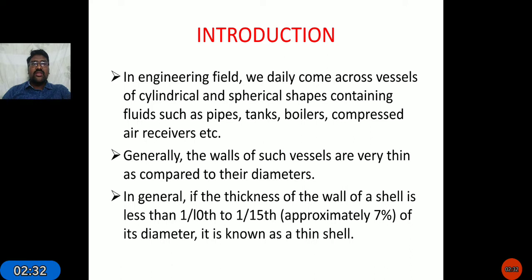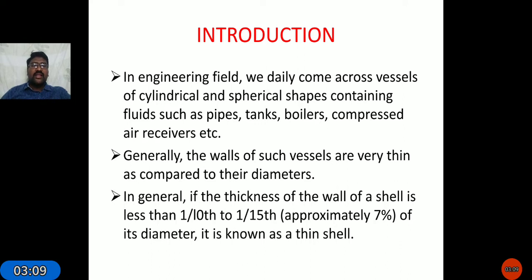Generally, the walls of such vessels are very thin compared to their diameters. So a large amount of stress will be developed on these pressure vessels. We have to calculate the thickness based on the amount of stress developed in the material, and decide which type of material is suitable and which thickness of the boiler or pressure vessel is needed. All these we need to calculate based on the stresses developed in the pressure vessel.